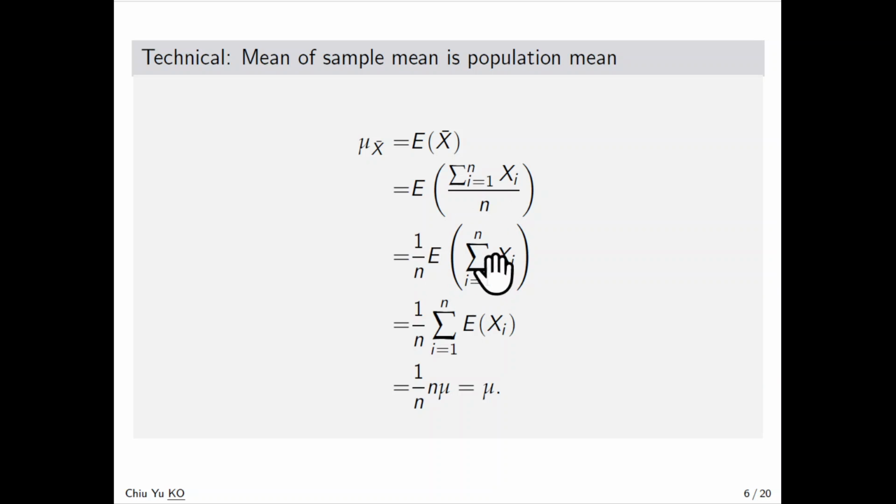And we know the expectation of a sum is the sum of the expectations. And the expectation of each observation, because it's a simple random sample, is mu. So we get n mu, and n times 1/n cancels out. So we have mu. That shows the mean of the sample mean is the population mean.